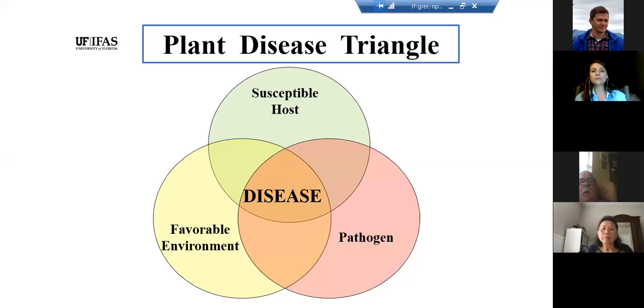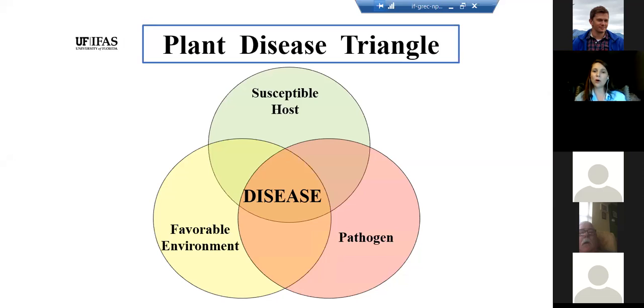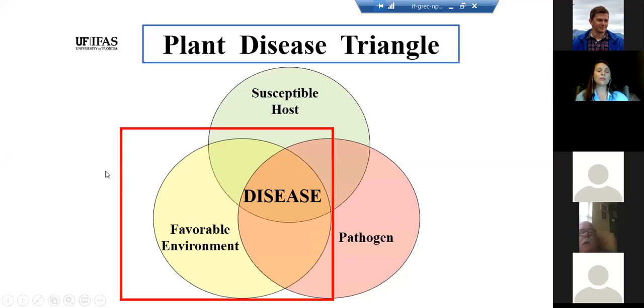For a disease to occur, we have a susceptible host, which is a plant very prone to disease development, to being infected or to showing symptoms. We have the pathogen, which can be the organisms I mentioned, and we also have a favorable environment. So I want to talk about this favorable environment.